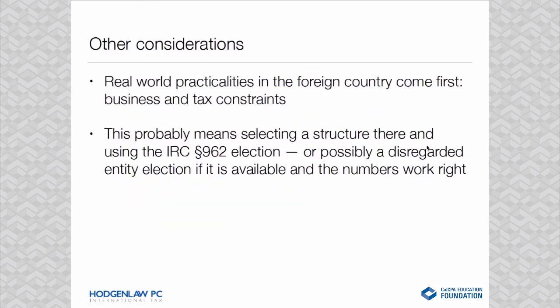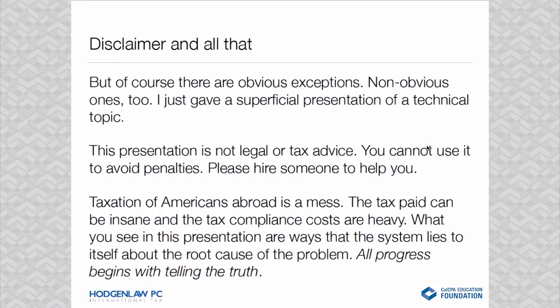There you go. Here's my last admonishment, and I just want to repeat that pay attention to real-world practicalities first, and then play with the U.S. tax implication of those real-world practicalities. I got to say that you might want to look at the disregarded entity election. That might be another interesting way to maximize the effectiveness of the whole flow-through tax structure to the U.S. individual's tax return. Here's my disclaimer, and all that kind of fun stuff.